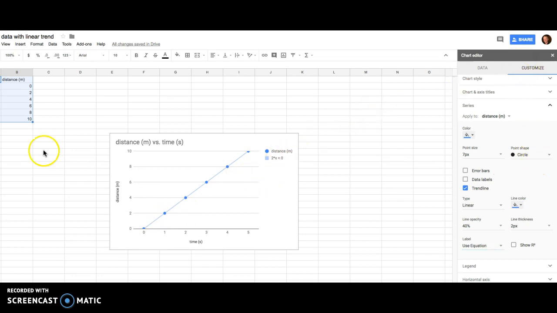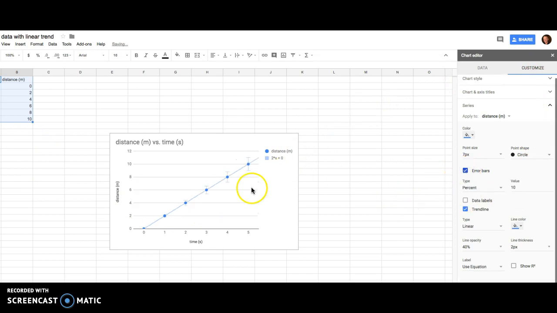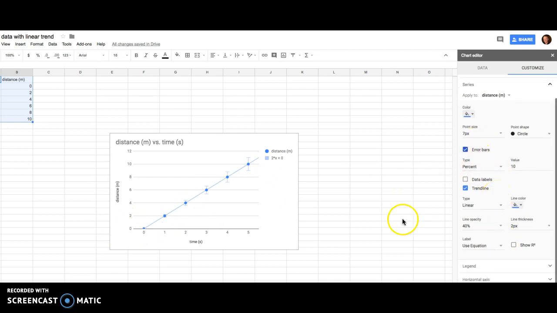This data was perfect, idealized, and if you were to look at error bars, you'd notice there's none. They all lie on the line. We will show another example with data that is not ideal, that does have some error, but this is the simplest way to get a linear trend.